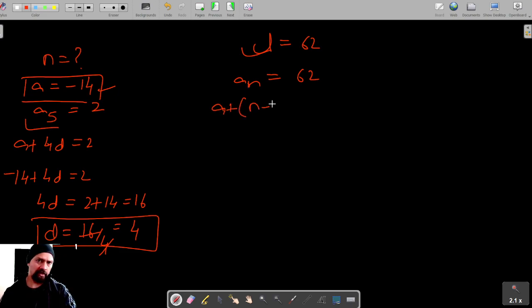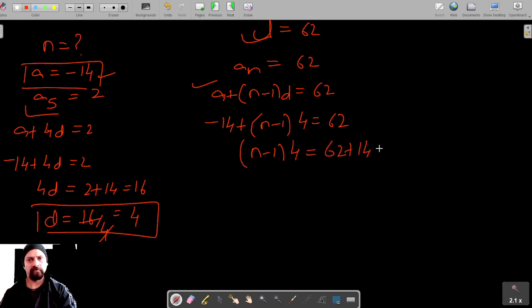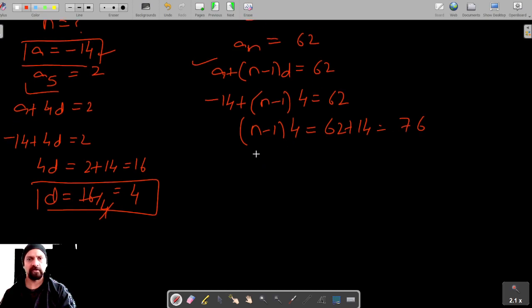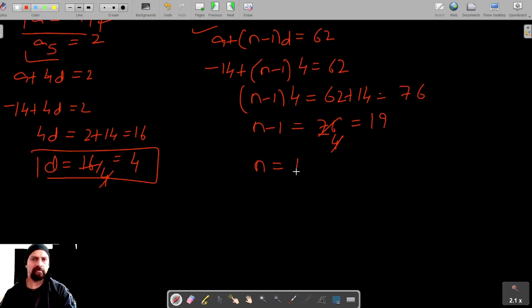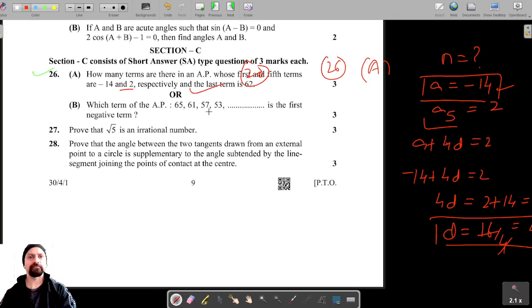So we know that an is a plus n minus 1 into d, which is equal to 62. Let's put in the value of a, which is negative 14, plus n minus 1 into d, which is 4, is equal to 62. So n minus 1 into 4 is equal to 62 plus 14, which is 76. And n minus 1 is equal to 76 by 4. So 4 ones are 4 and 4 nines are 36, so this is 19. So n is equal to 19 plus 1, which is 20. So there are a total of 20 terms in this AP.